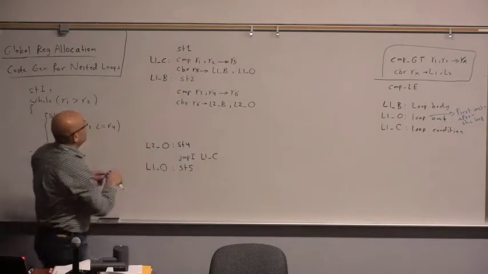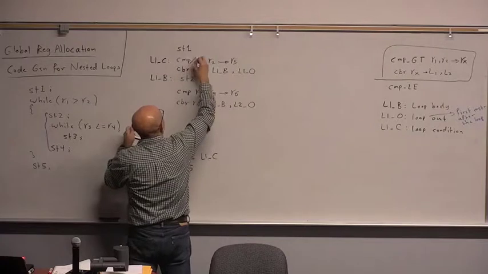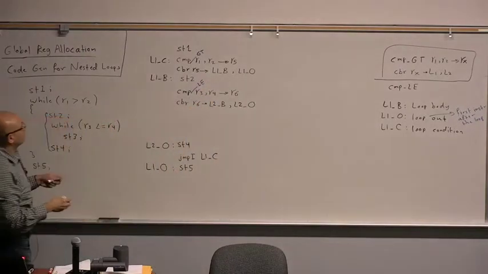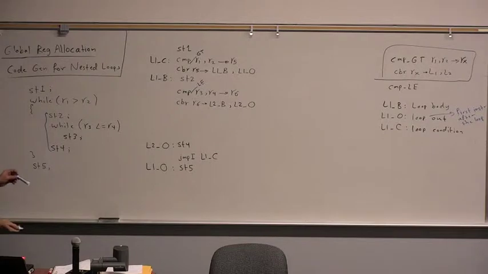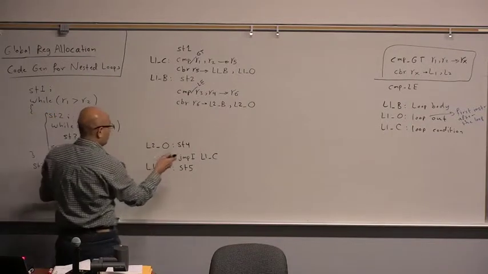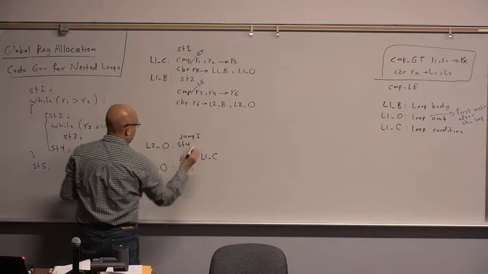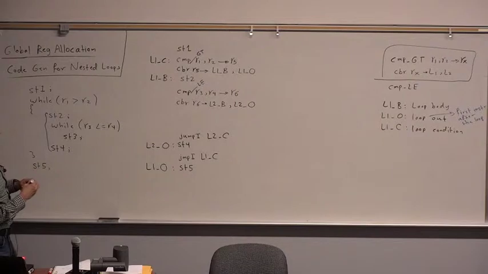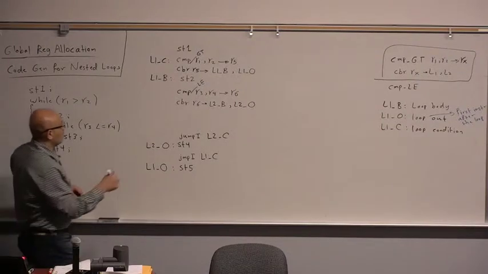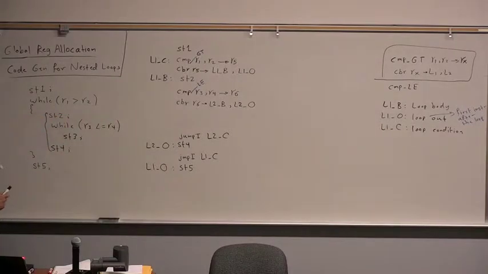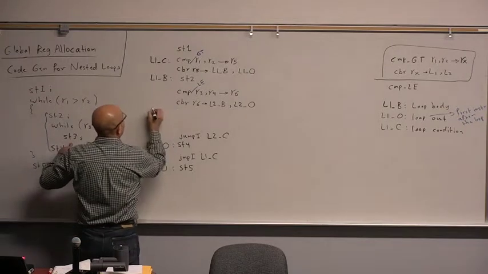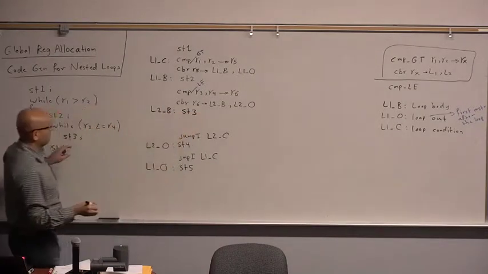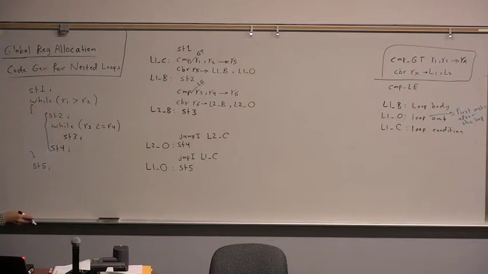I just missed what kind of compare this is. So this is compare greater than, and this is compare less than or equal. I missed this. And similarly we need a jump immediate to L2C. So this is basically the body of the inner loop. Now the body of the inner loop, in fact, has only one statement in it. So it's going to be L2 body. L2 body will have statement 3, and then jump immediate to the condition.